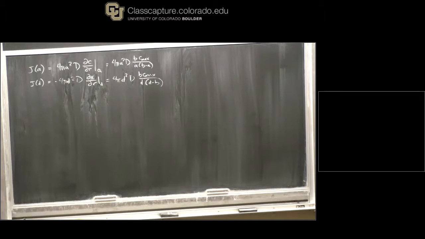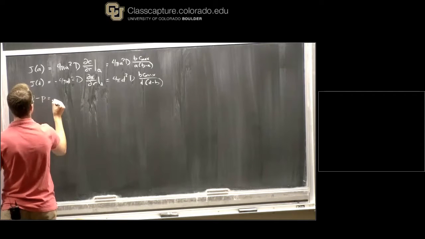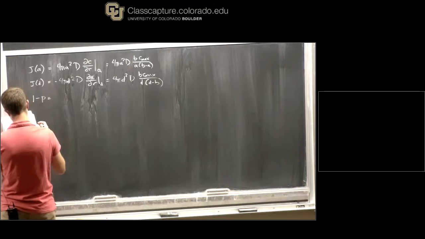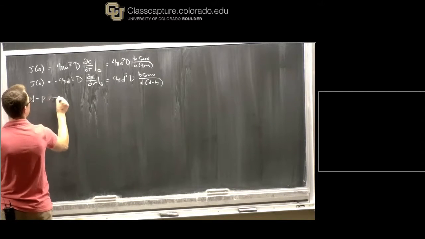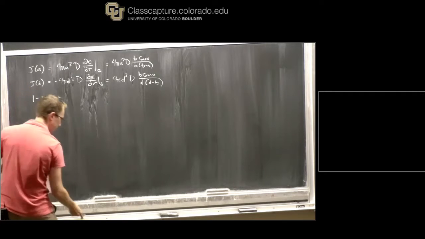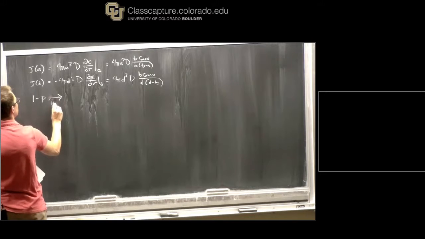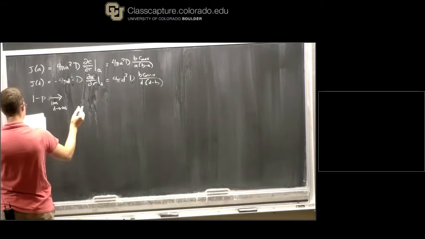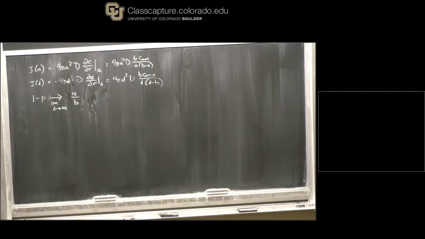Okay, good. So we take the ratio, most things cancel, and we get that this 1 minus p is some expression, and in particular, if we take the limit as d goes to infinity, we find that this is a over b. Surprisingly simple.